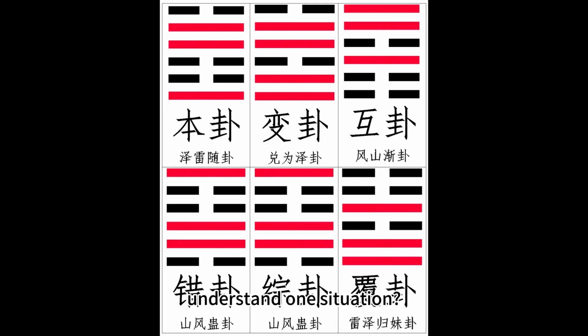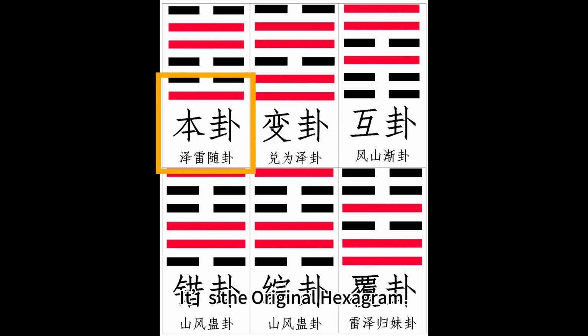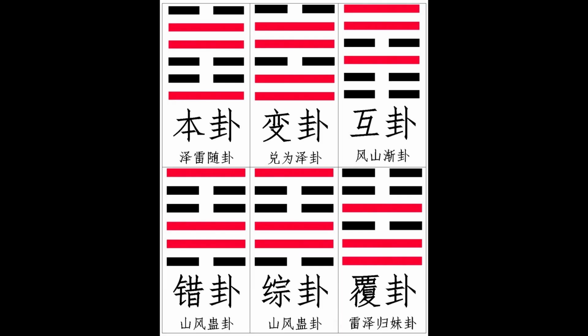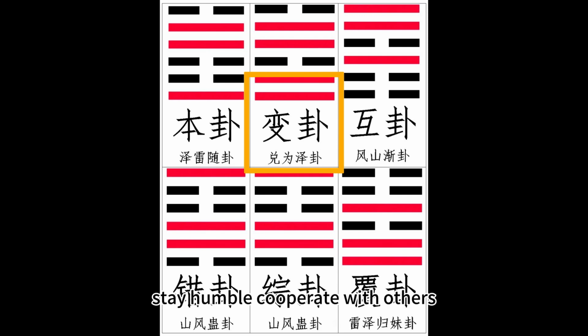So how do the 6 hexagrams help us understand one situation? First, which hexagram shows what's happening right now? It's the original hexagram. This reveals your current state, a phase that requires effort, energy, and active investment. Next, which hexagram shows how things will develop? That's the mutual hexagram. It represents the process. The message here is simple. Stay humble, cooperate with others, and avoid rushing forward.